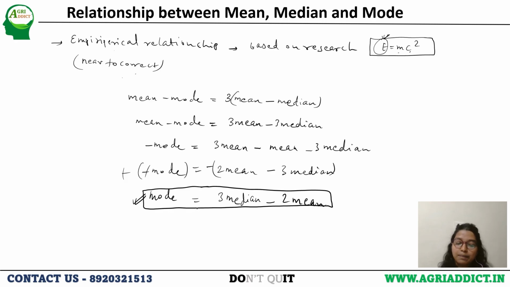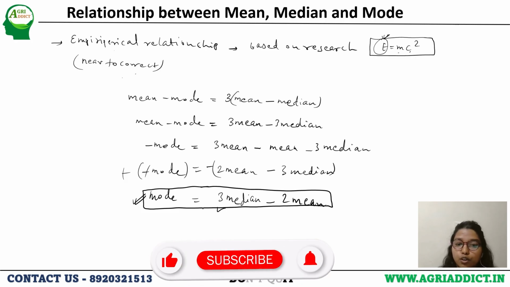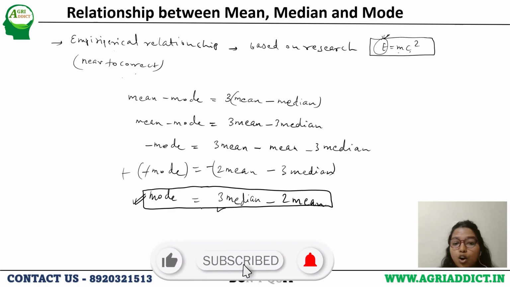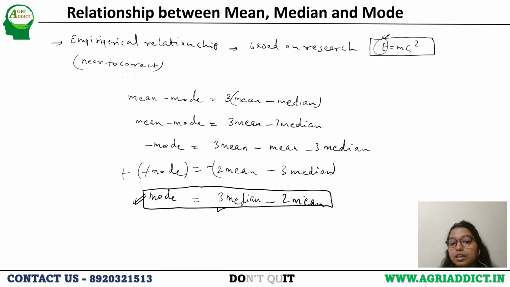So which type of question can you get? First, they can shuffle this and make a new relationship, but you should remember this one. So you can shuffle and get which is given in the options. Second, they can give median and mean and ask you how to calculate the mode, or they can give mean and mode and tell you to calculate the median. So you can shuffle and get the answer. I hope this is clear to you.